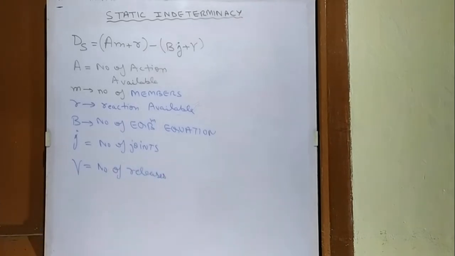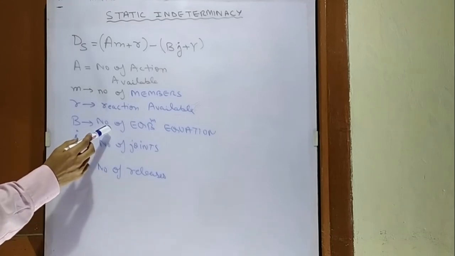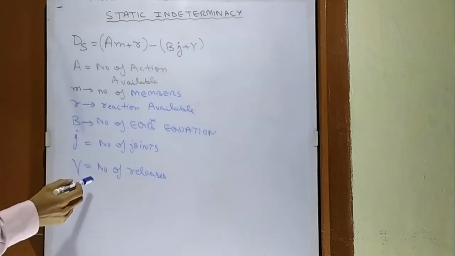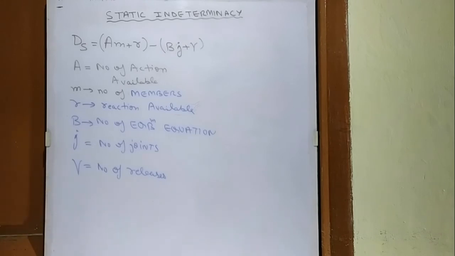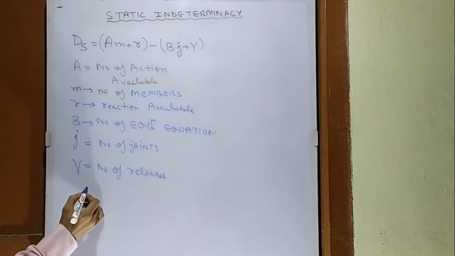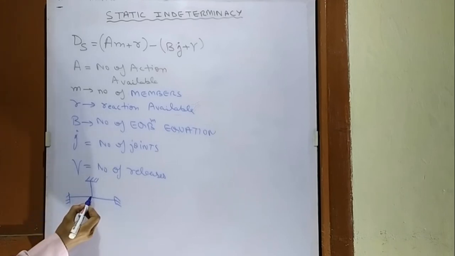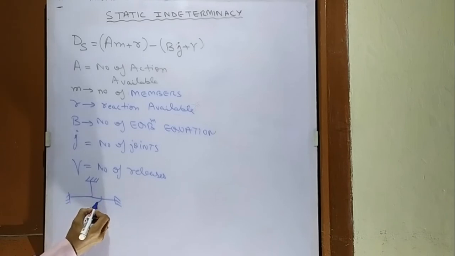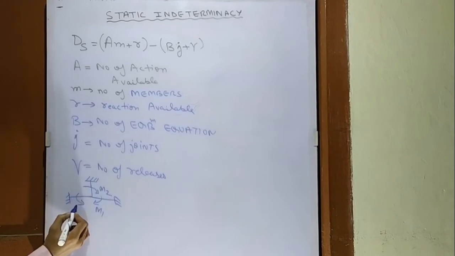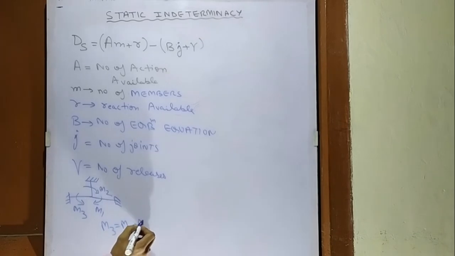Now what is releases? We know the number of joints, we know the number of equilibrium equations, we know A, we know M. Now what is the number of releases, gamma? To understand gamma, we will take an example of a rigid frame which is like this. This is rigid, this is a fixed support, this is also fixed, and this is a rigid joint. Now how many moments will be there? There will be M1, M2, and for the equilibrium of this joint there will be M3. And what will be the equation? M3 will be equal to M1 plus M2.